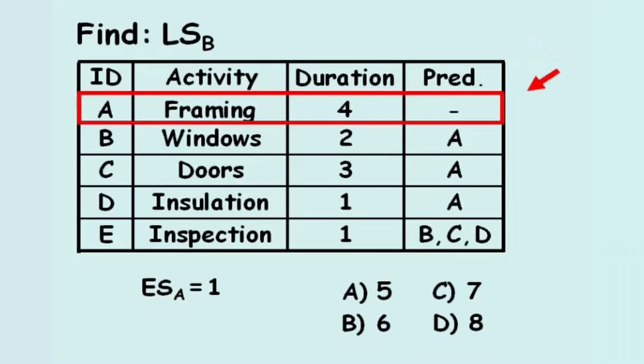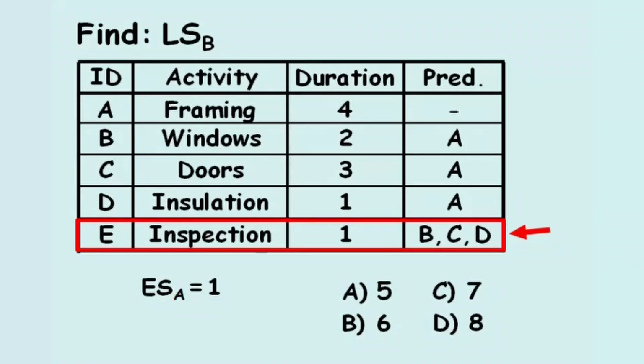From this table, we notice the first activity, framing, has no predecessor activities. Once framing is complete, activities B, C, and D relating to the installation of windows, doors, and insulation can begin, because framing activity A is the only predecessor of these three subsequent activities. After windows, doors, and insulation are complete, inspection can begin.